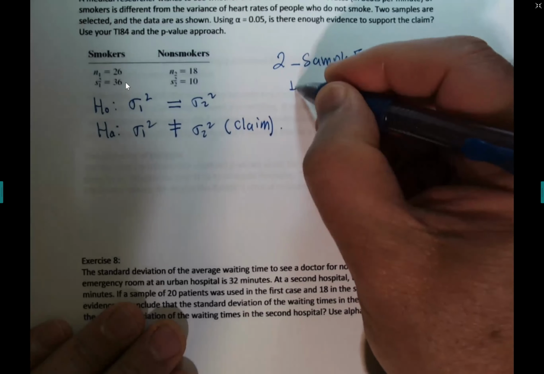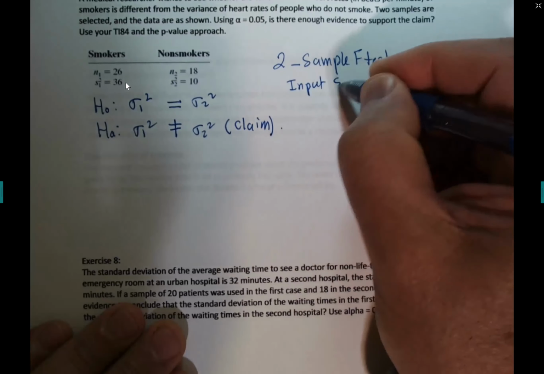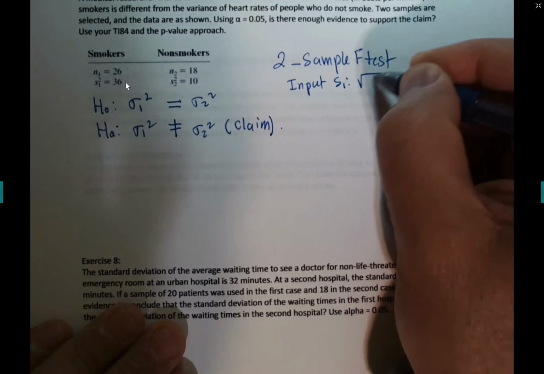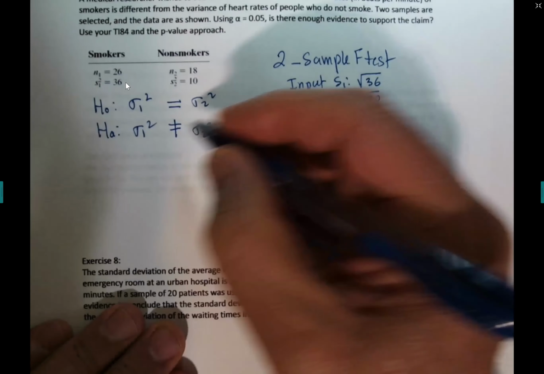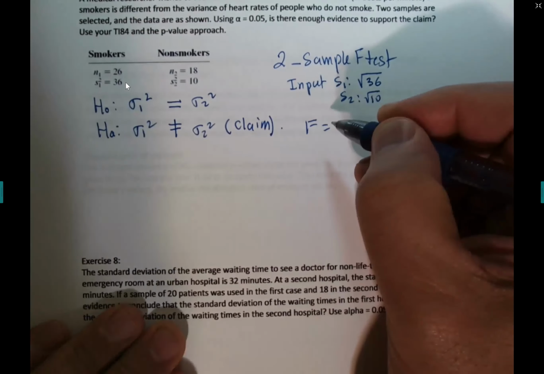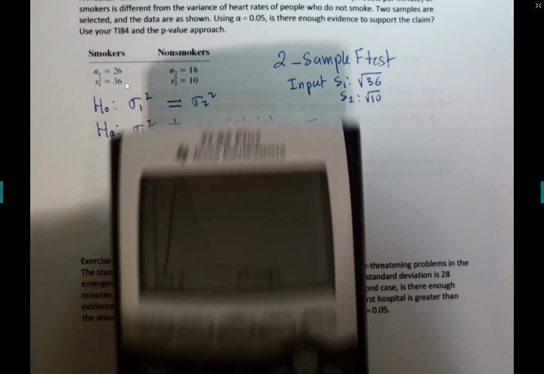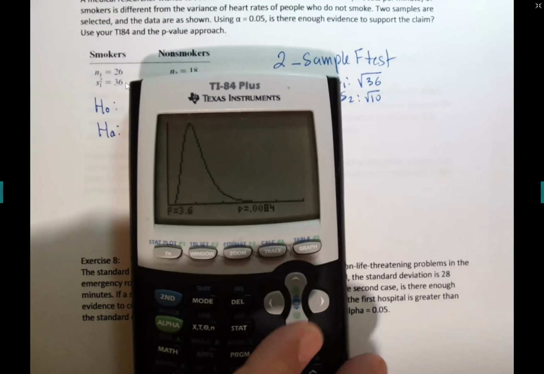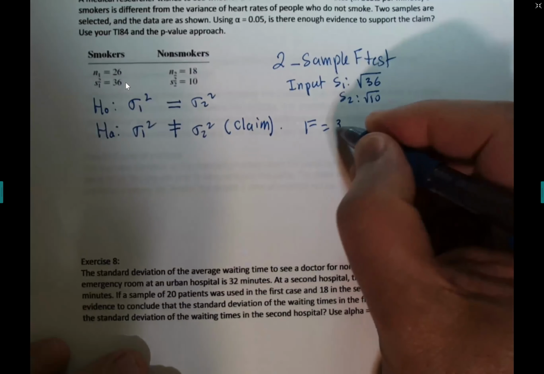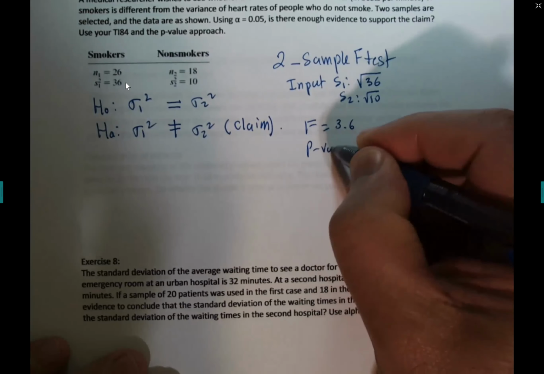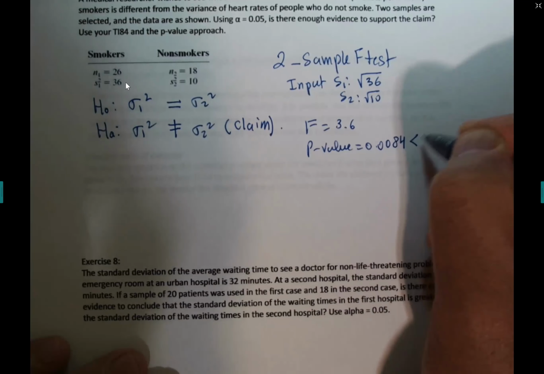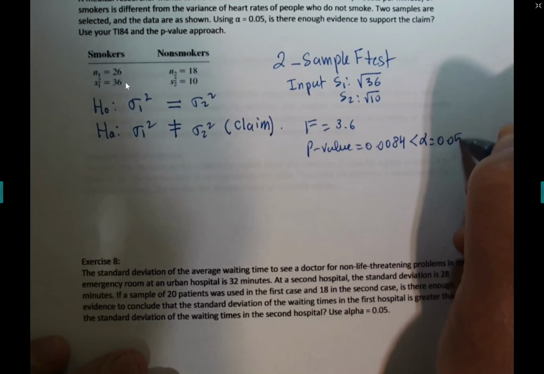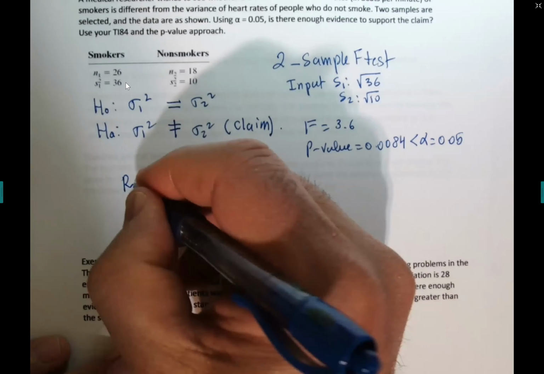So input S1 as square root of 36, S2 square root of 10. So you get F equals, let me just put them again, guys, so you see 3.6, and the p-value is 0.0084, which is less than alpha. Reject H0.